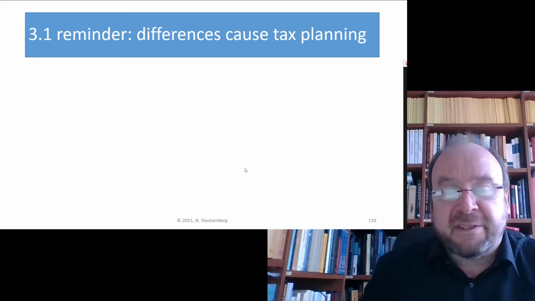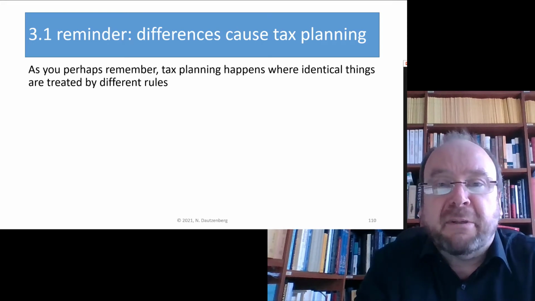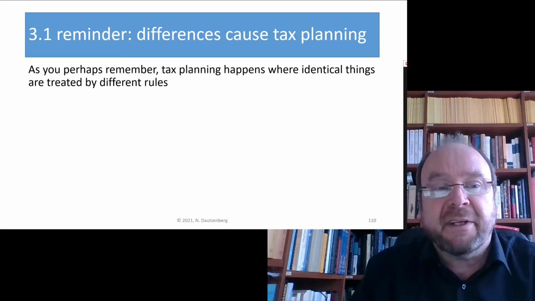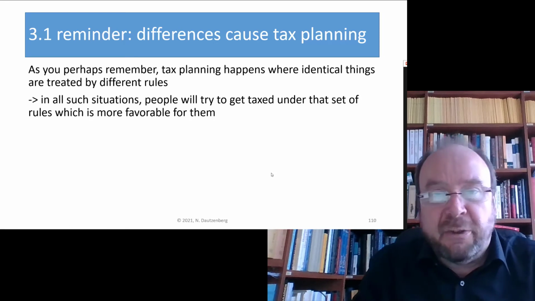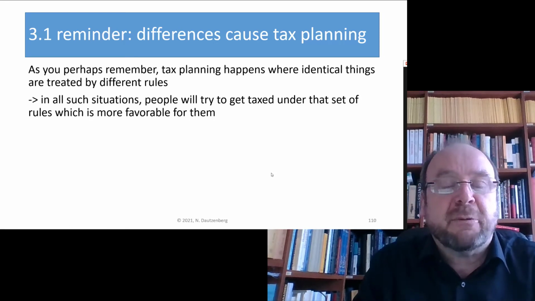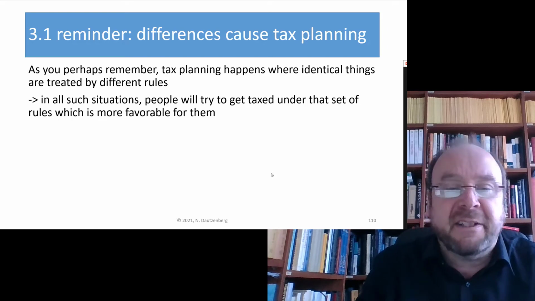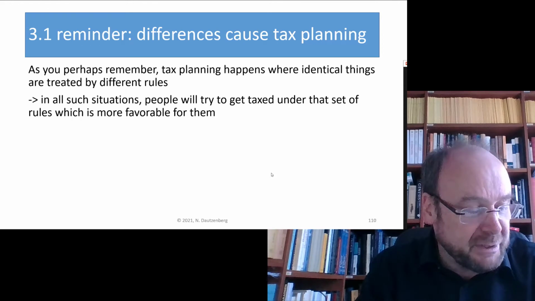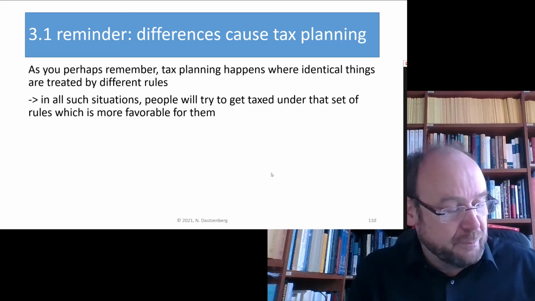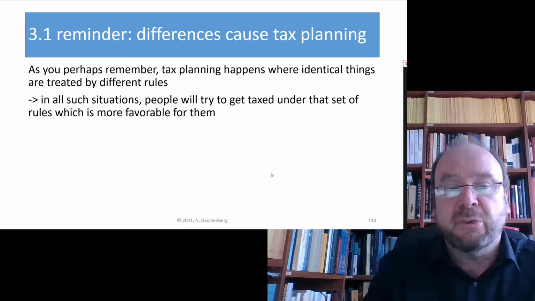Let's first begin with reminding you of an important fact or theorem. As you perhaps remember, tax planning always happens when identical things are treated by different rules. So when you have different rules, say two people have 100,000, and the rules could lead either to a tax of 50,000 or to a tax of 30,000, then it's clear that everybody wants to get the rules applied which only lead to the tax of 30,000. So different rules for comparable situations always lead to the wish to choose, so to tax planning.